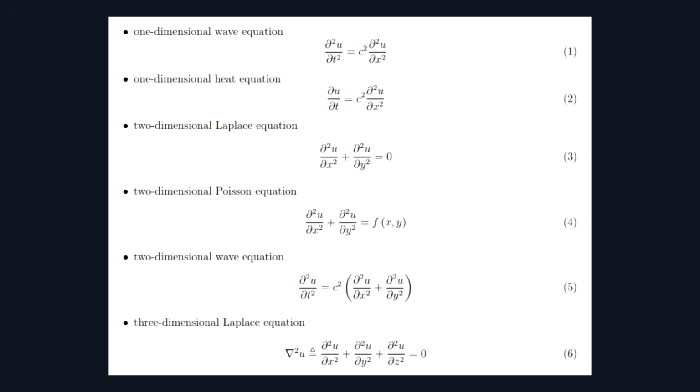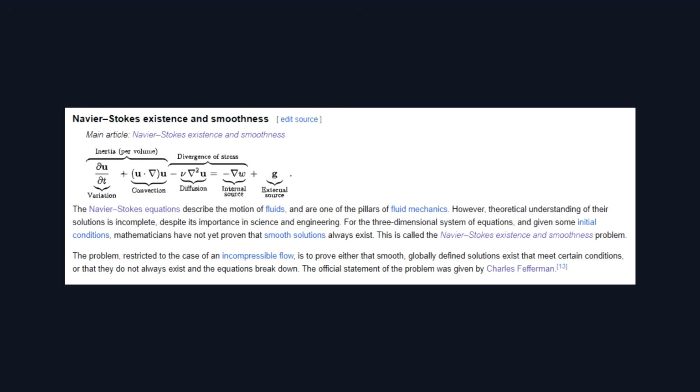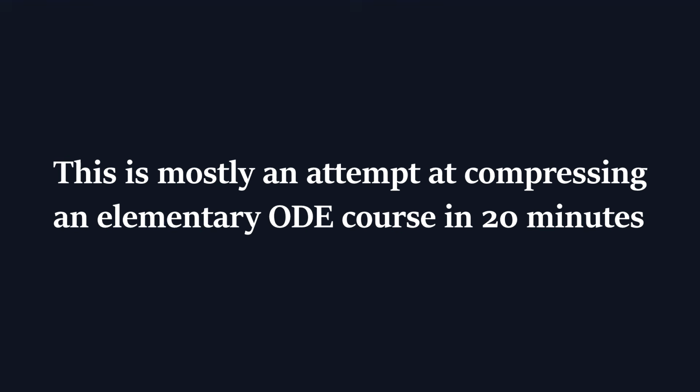We haven't even talked about partial differential equations yet, which is a whole other beast of its own. The existence and smoothness of the Navier-Stokes equations, which are PDEs, remains one of the unsolved Millennium Prize problems, with a reward of $1 million for anyone who can solve it. By the way, this is an overview of finding analytical solutions to ODEs.